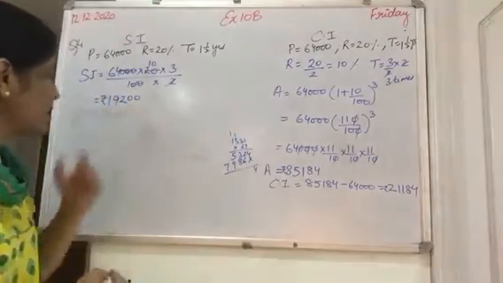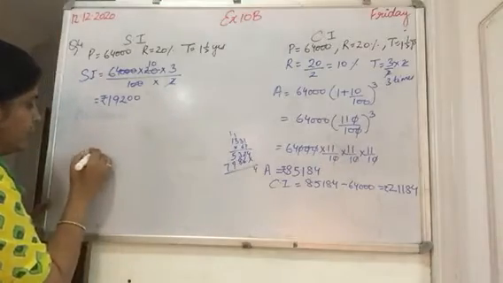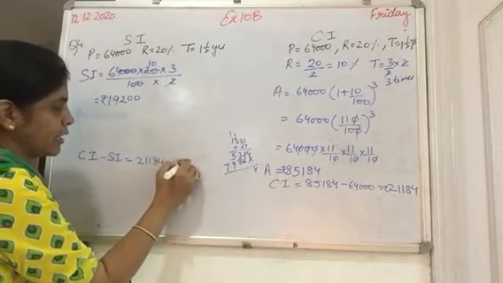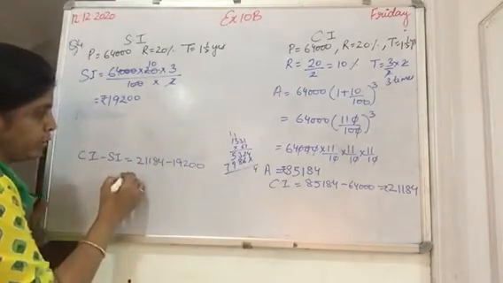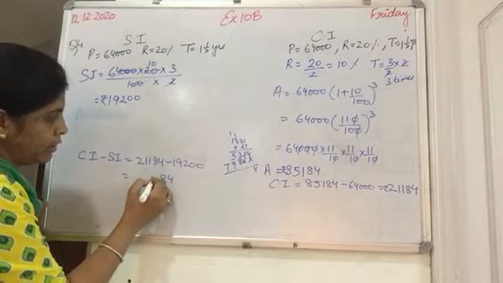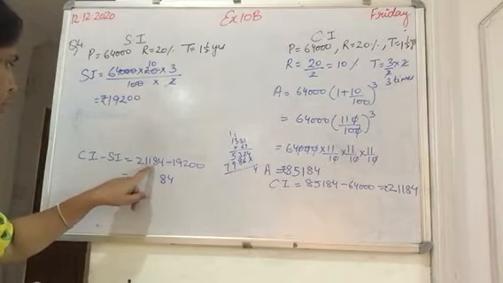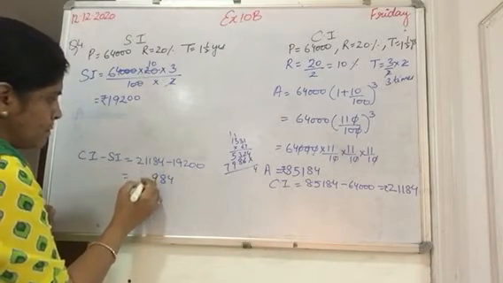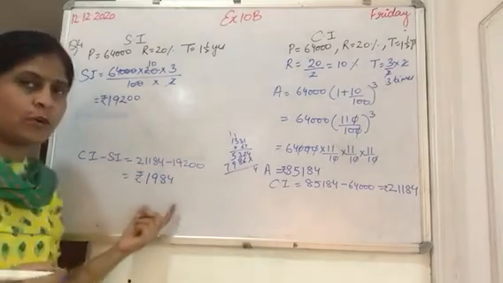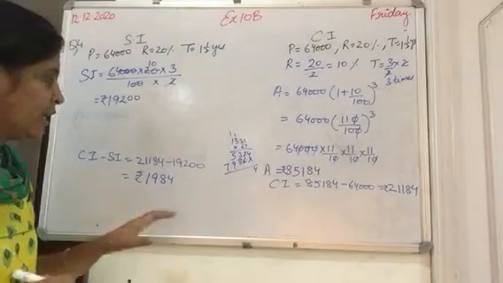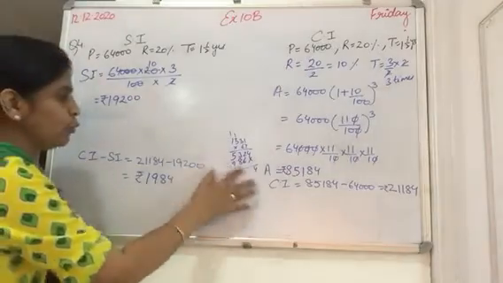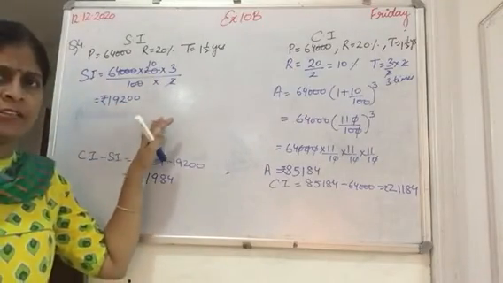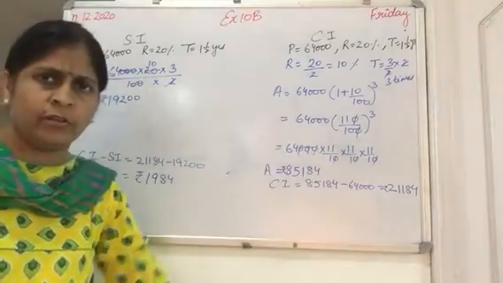Now CI minus SI. I don't have space here, so I am writing here. CI minus SI is 21184 minus 19,200. 11 minus 2 is 9, and 10 minus 1 is 9. So the difference is this many rupees. You can see that it will affect a lot if you deposit the money according to simple interest versus compound interest. Yes, thank you.